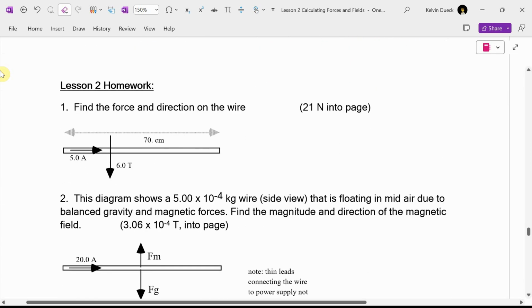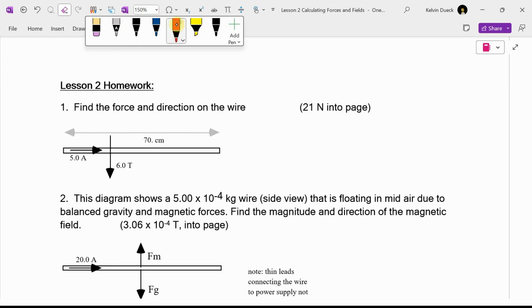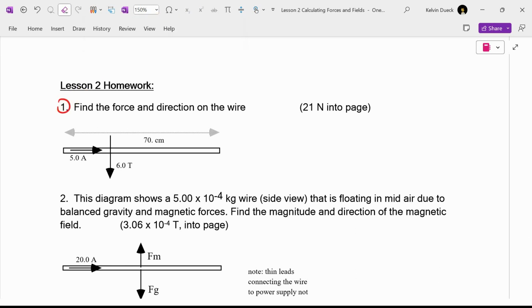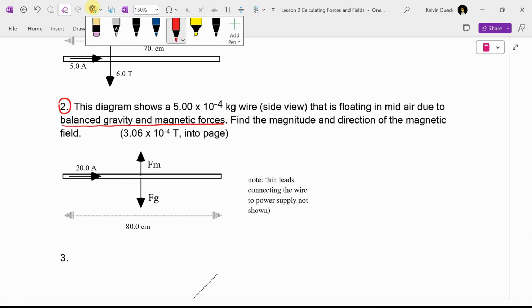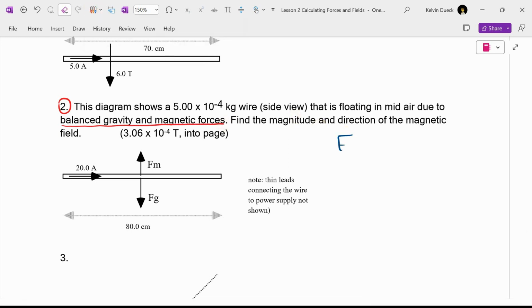What's your homework? So you can try number one. Number two, notice it's floating in midair between balanced gravity and magnetic forces. In other words, your first step is going to be gravity equals magnetic force. mg equals BIL.